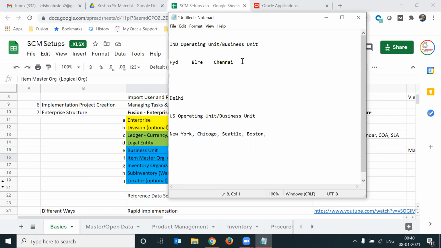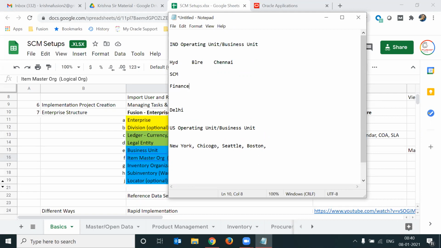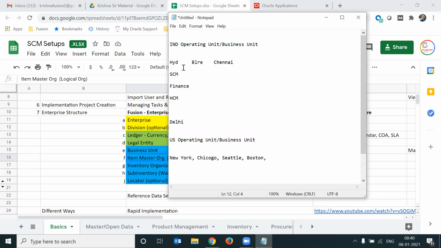So what are my products? My products are supply chain, financials. What you are buying from me is supply chain, financials, or HCM. So finance is one product, and HCM is one product. These are the products that I'm selling to you. So I need to define these products in the system, right? From the Hyderabad branch or institute, I'm offering these three products. And I'm offering the same products in Bangalore also, and also in Chennai.